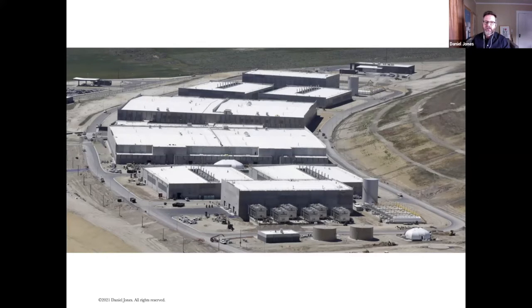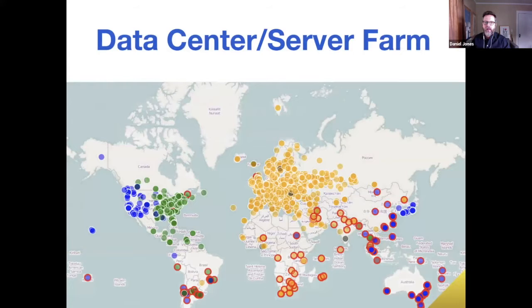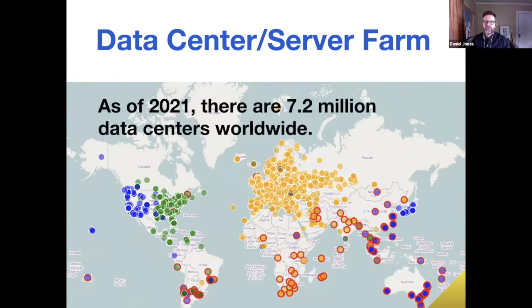So these data centers are backed up at more than 8.6 million. Yeah, actually that number has changed. It's actually 8.6 million data centers worldwide.